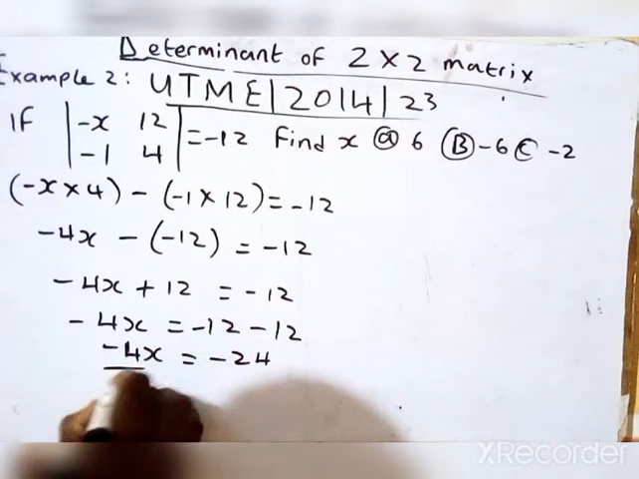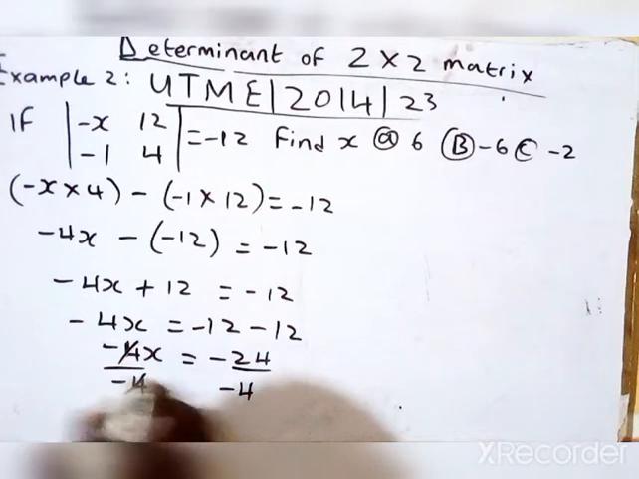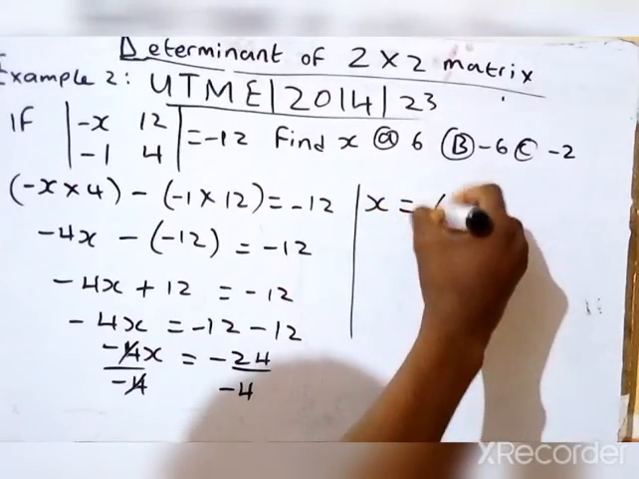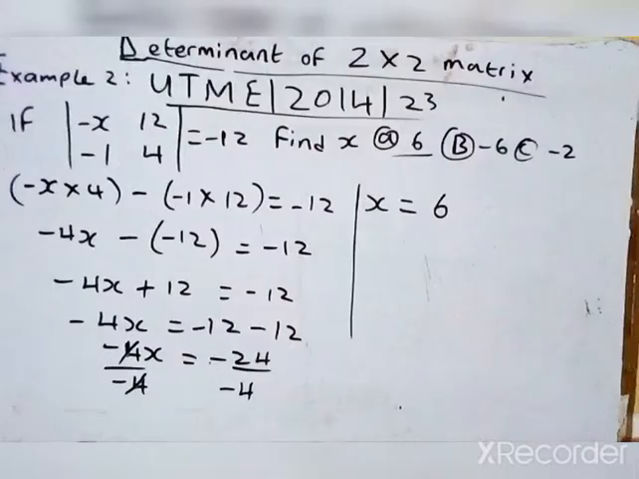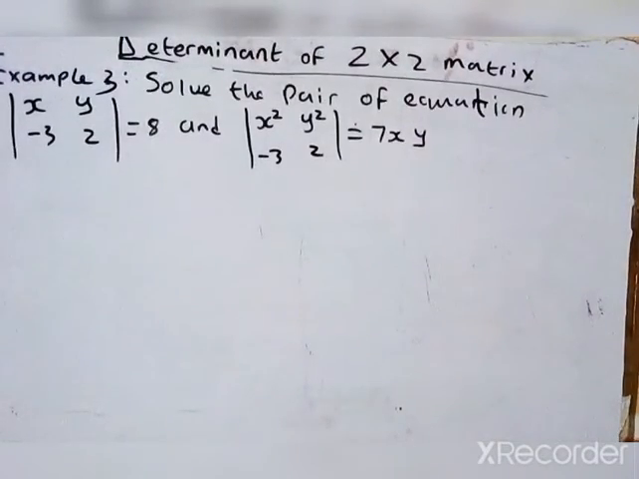So dividing both sides by minus 4, our x will now be plus 6, minus 24 divided by minus 4 is 6. The answer is option A. So that's just it. Example 3: solve the pair of equations.